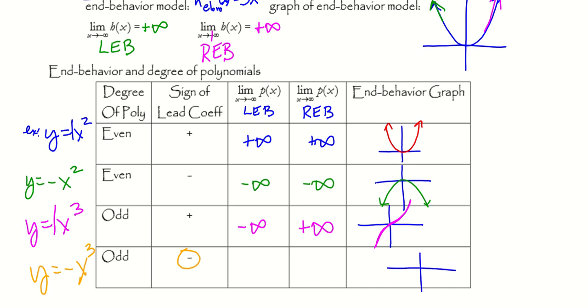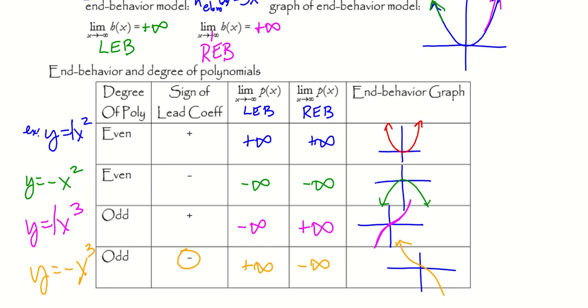The opposite of a negative cubed would be the opposite of a negative, which is positive. And our left end behavior now is going to be positive infinity because it's going up on the left. Our right end behavior will be negative infinity.